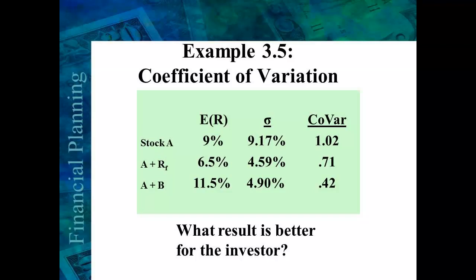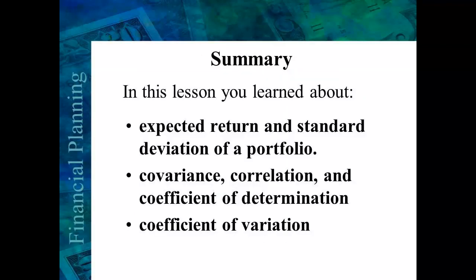Which result is better for the investor? Based on risk-adjusted returns, the two-asset risky portfolio offers the investor the best return for the level of risk assumed. The worst portfolio on a risk-adjusted basis is the single risky asset. That makes perfect sense based upon our study about the positive effect of covariance. In this lesson, you learned about expected return and standard deviation of a two-asset portfolio, the concepts of covariance, correlation, and coefficient of determination, and the coefficient of variation.